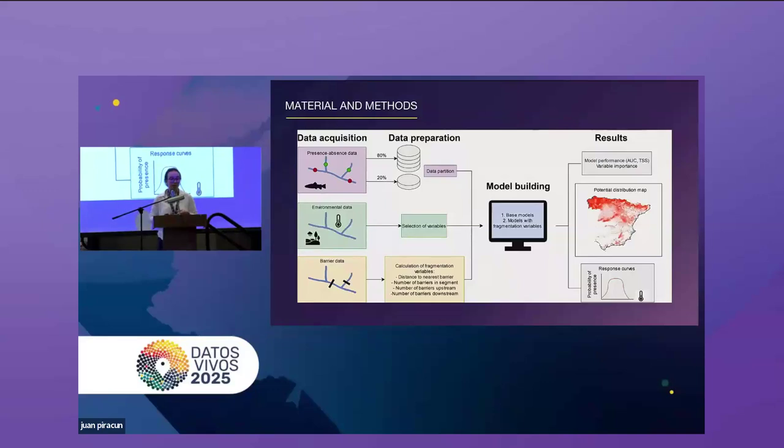evaluated the discriminative power of the model, which is the ability of the model to distinguish between a place where the brown trout was and where it isn't. Okay, so we got those metrics, and then we also checked the variable importance, which variables were driving the models that we selected, and a potential distribution map, and also the response curves for the variables that we used.